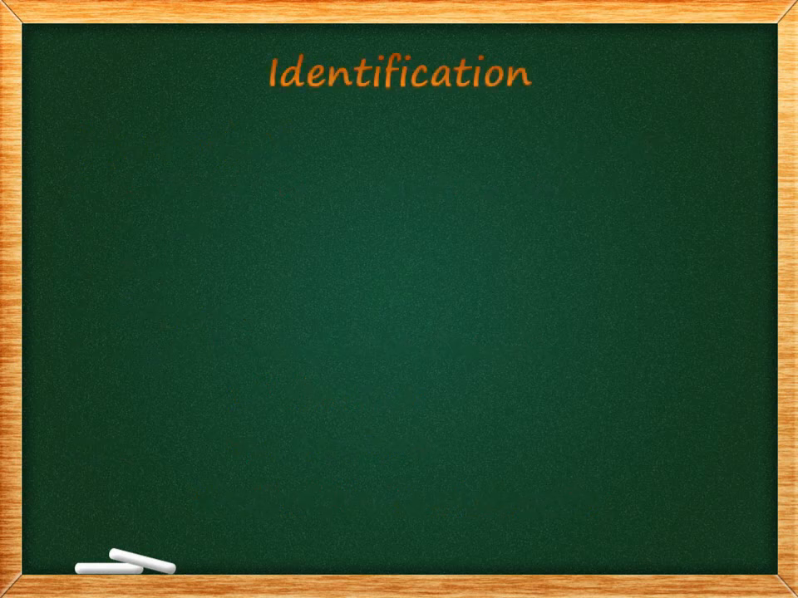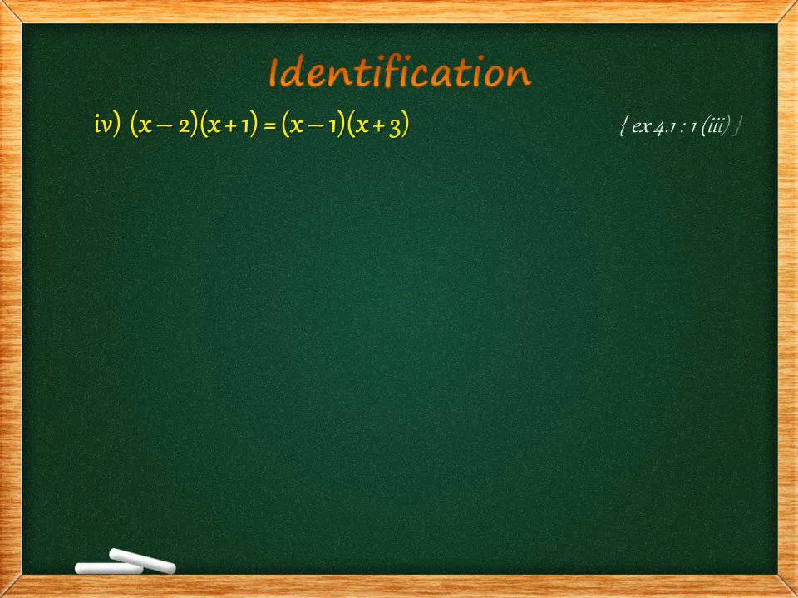Now let's see the last example. x minus 2 into x plus 1 is equal to x minus 1 into x plus 3. I have taken this example from exercise 4.1. To find out whether it is a quadratic equation or not, we have to simplify it first by opening the brackets one by one. So we can write x minus 2 into x plus x minus 2 is equal to x minus 1 into x plus x minus 1 into 3.